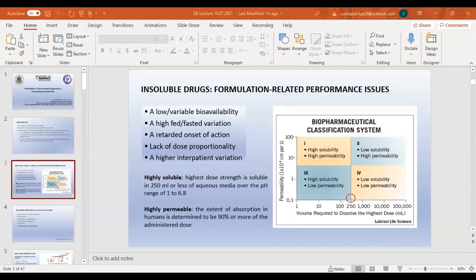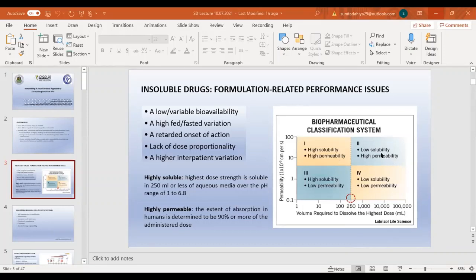And why do we classify the drugs based on solubility and permeability? Because for the oral route of administration, these 2 factors are very, very important for the prediction of the bioavailability. So as you see, there are 4 classes: BCS class 1, BCS class 2, BCS class 3, and class 4. Class 1 drug candidates have no problem in the formulation in terms of limited bioavailability because they are very good candidates. They have high solubility and high permeability.